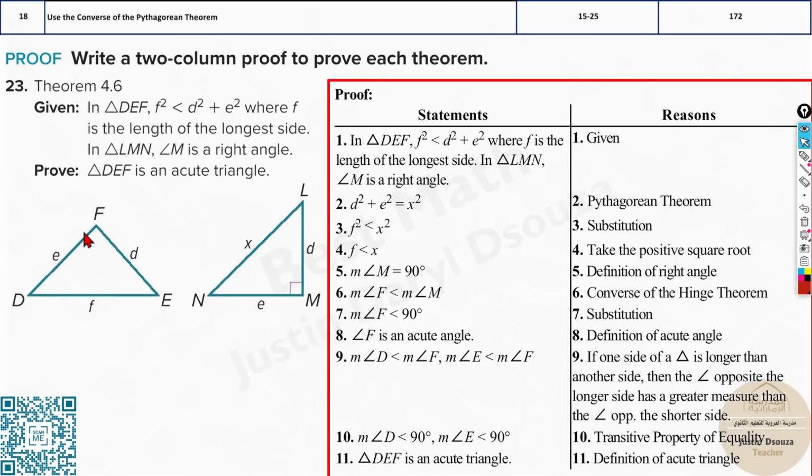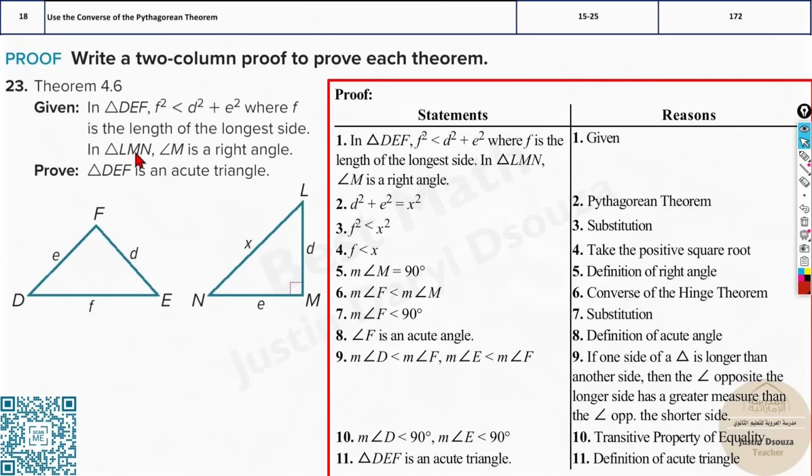Now here they have told us DEF is a triangle and f squared, can you see this side? F squared is less than the sum of the other two sides. That means when you add these two sides, it's bigger. So this is a triangle. And f is the longest side. That's not the hypotenuse. Hypotenuse is only there for a 90-degree right triangle. The longest side is not the hypotenuse, but we can just understand that's the main thing. In Pythagoras, instead of the hypotenuse, we put this.